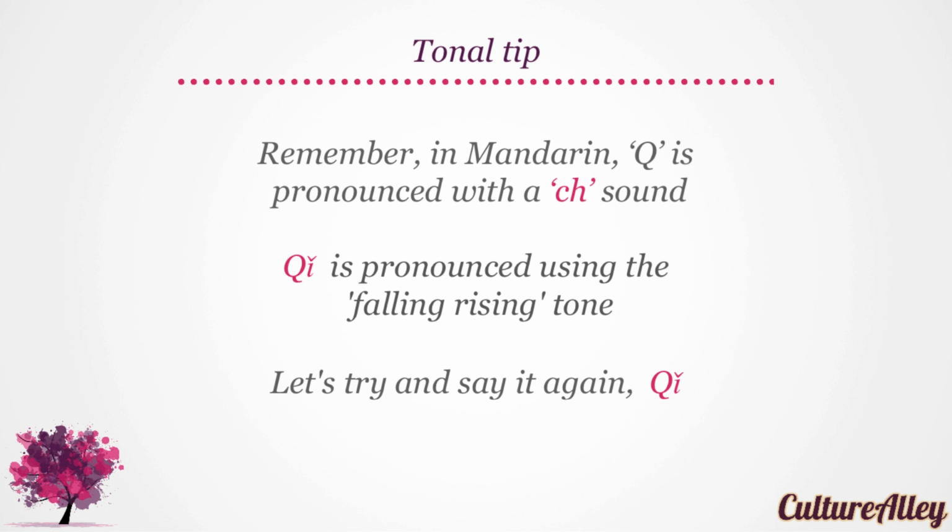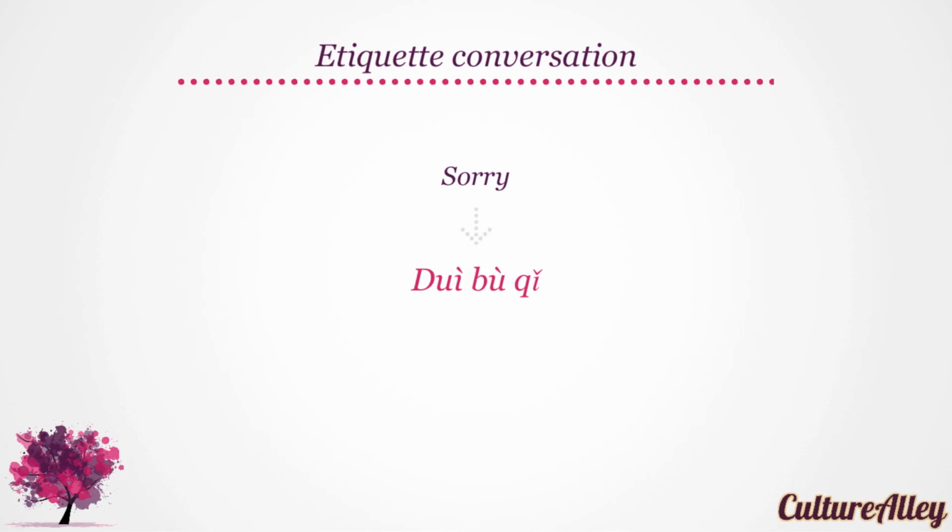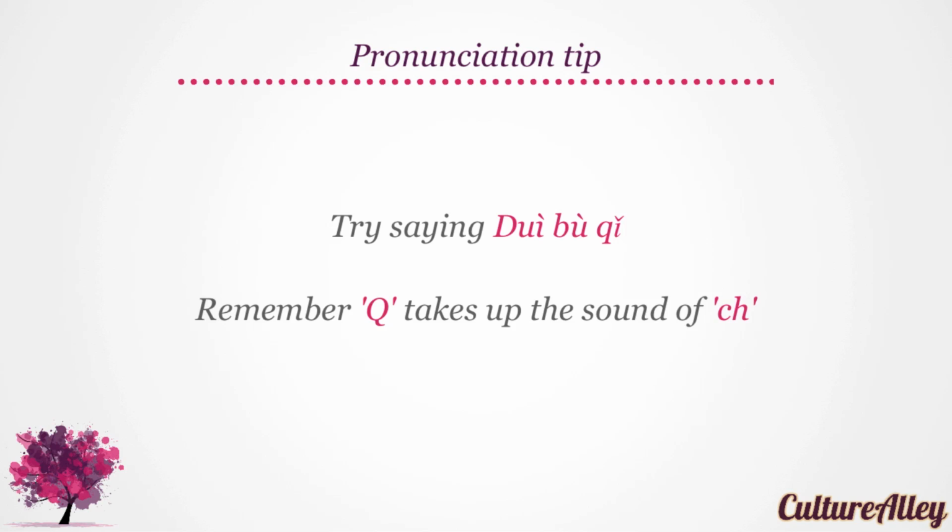Before moving on, recall that in Mandarin, Q is pronounced with a ch sound. Qi is pronounced using the falling, rising tone. Let's try and say it again. Qi. The whole phrase together translates as 对不起. Can you try and say that again? It's 对不起, where Q is said with a ch sound. That was nicely done. Let's move on.